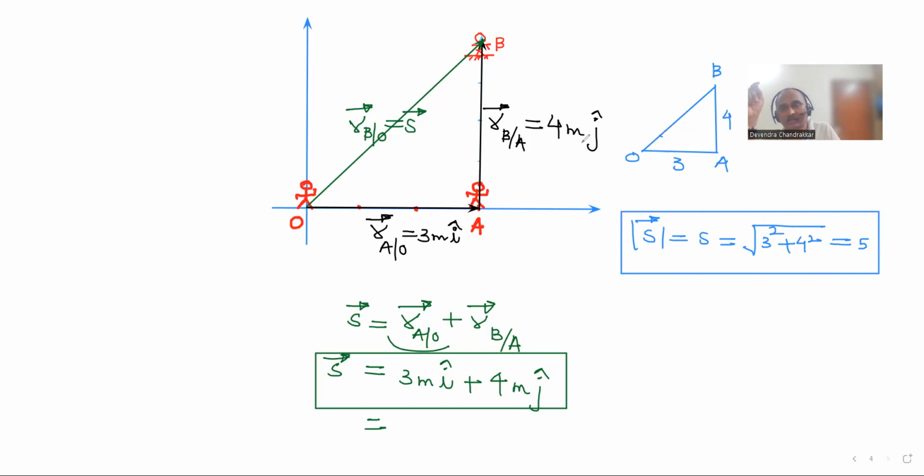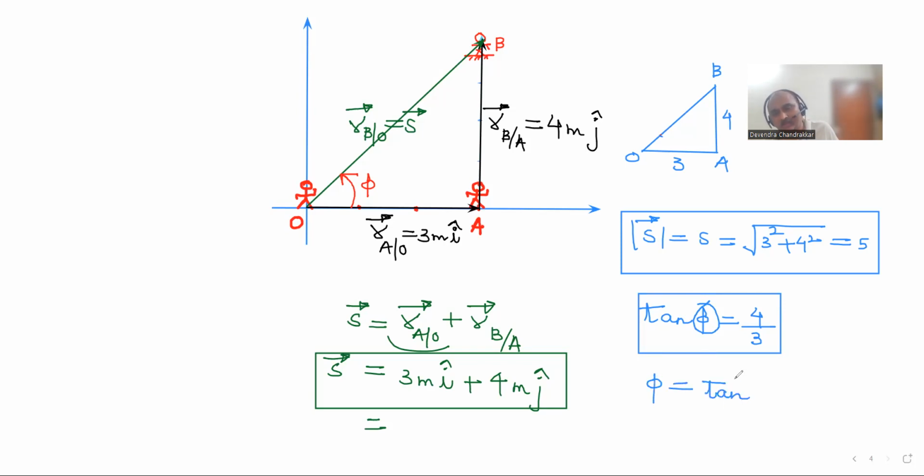And the direction which it makes with the positive x-axis in anti-clockwise sense. Let's say this angle is phi. So can I write tan phi as 4/3? Yes or no, all of you? Yes, sir. So phi is the angle which this vector makes with the positive x-axis measured in anti-clockwise sense. So to find this phi, it's tan inverse of 4/3.